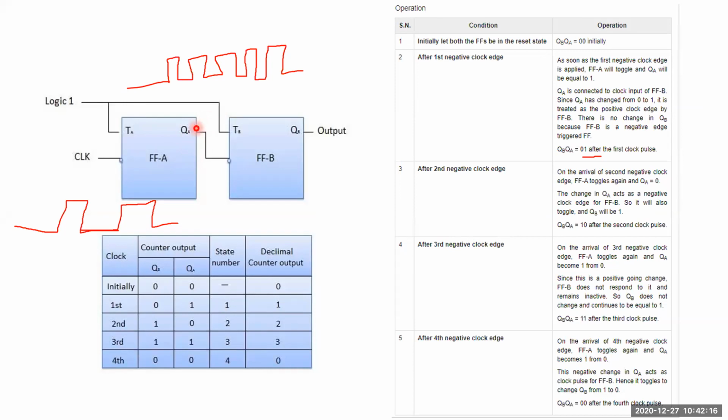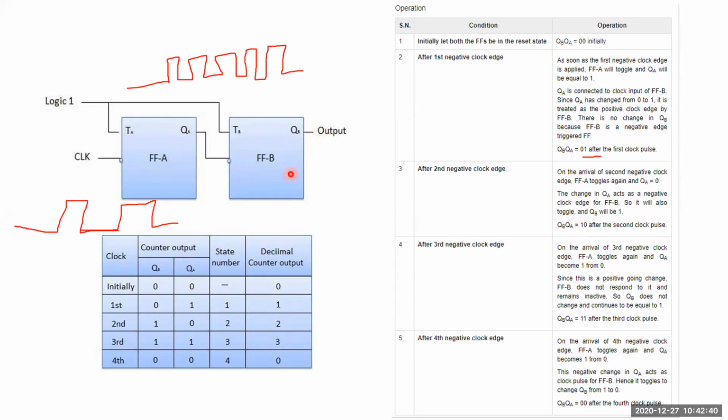QA is equal to 0. Now this 0 is given as an input to the FB. Again, 0 has been treated as a negative clock edge. Again, if a negative clock edge is given as a clock input to the second flip flop, this flip flop will also be toggling. The change in the QA acts as a negative clock edge for the second flip flop, so it also toggles, and the QB will be producing an output of 1.